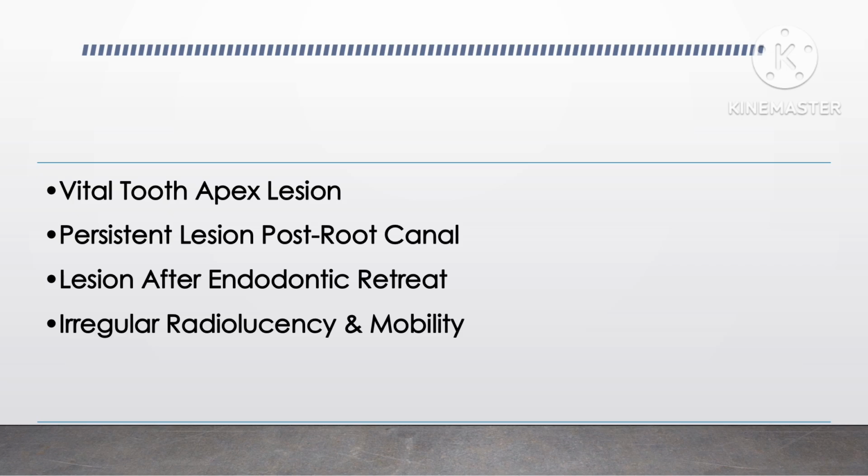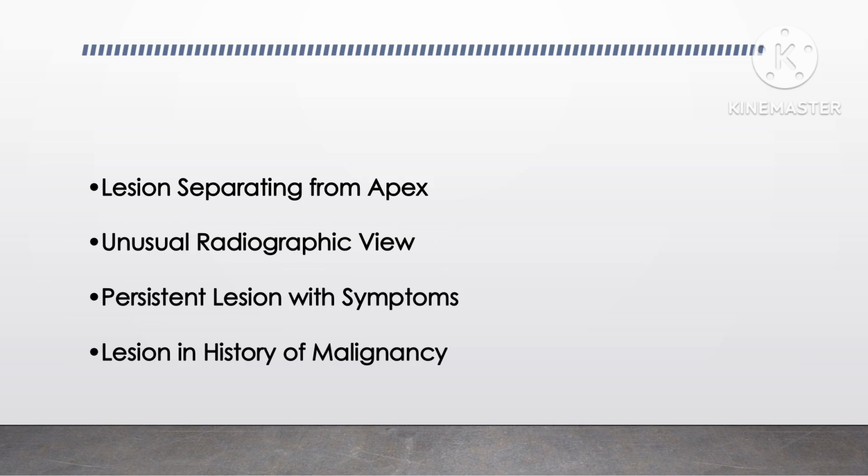If a lesion shows irregular radiolucency and tooth movement without any sign of periodontal disease, it is a candidate for biopsy. Lesions that change their appearance on X-ray and are distanced from the root apex should be biopsied. Any lesion that appears unusual on the X-ray, especially in teeth with no caries, should be checked. If a lesion is persistent and causes abnormal sensations, it is advisable to consider a biopsy. If the patient has a cancer history, any ongoing or growing lesion should be biopsied.